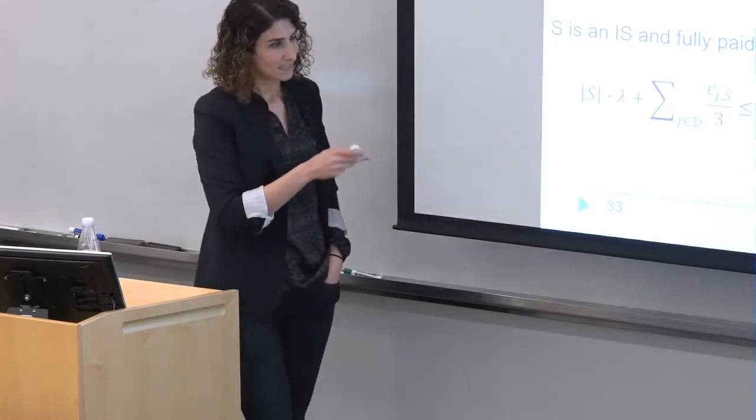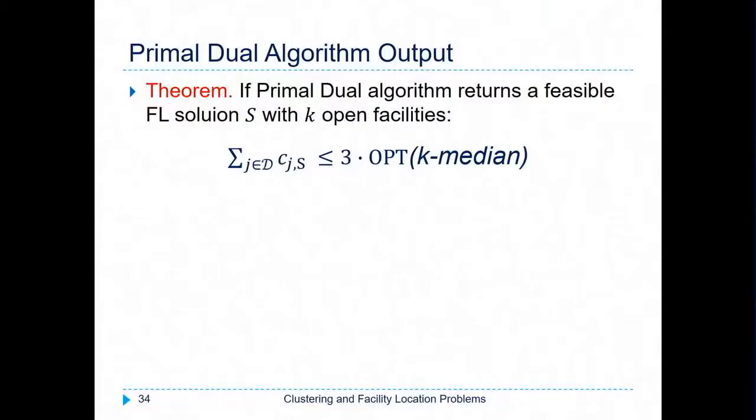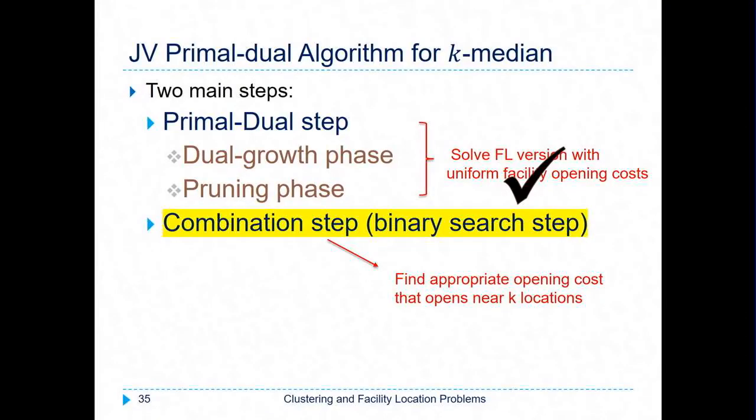So I know this got a little bit technical, but what I want you to remember from this part is the following: if the primal dual algorithm returns a solution that opens exactly K facilities, then the connection cost of clients to this set is at most 3 times the opt of K median. Okay? So now we can move to the second part.